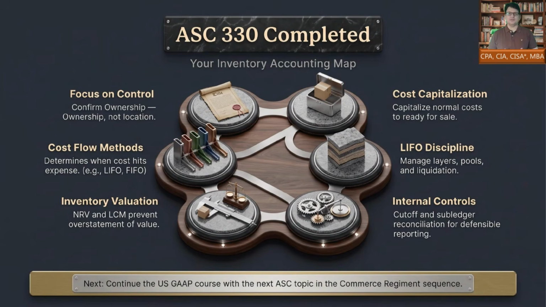Control first, cost follows condition and location, flow assigns timing, last in, first out needs discipline, valuation protects recoverability, and controls protect credibility. Inventory may begin as goods on a shelf, but financial reporting turns it into a chain of recognition, measurement, presentation, disclosure, and evidence.